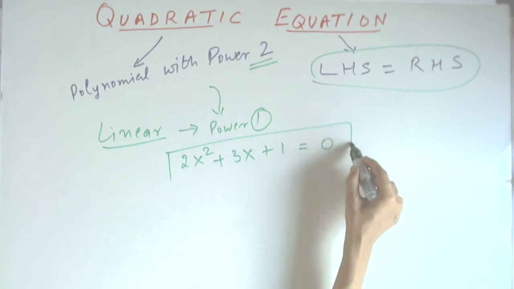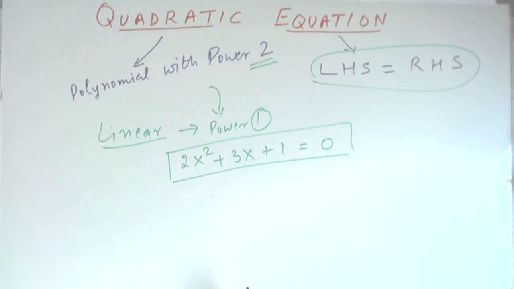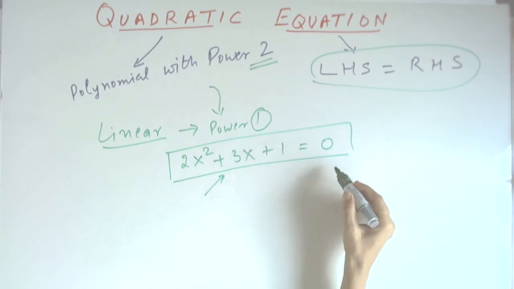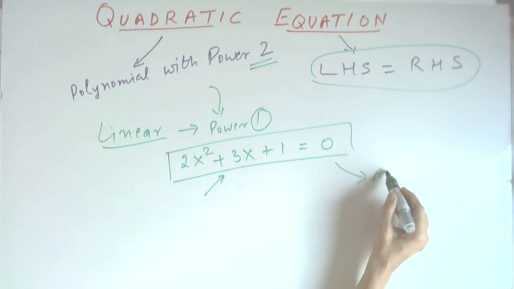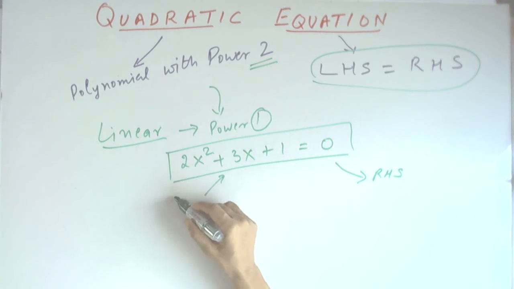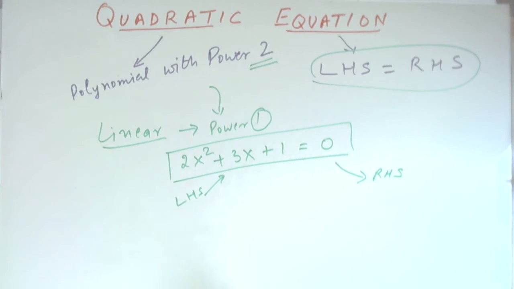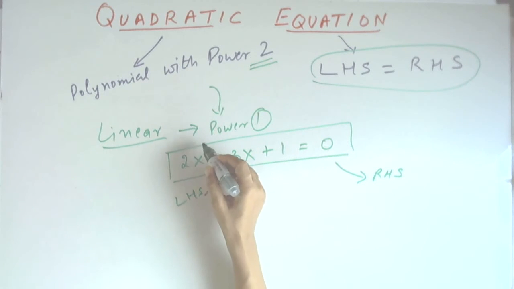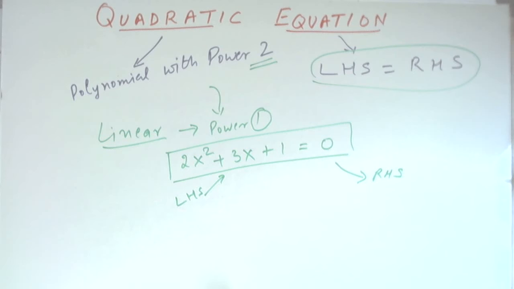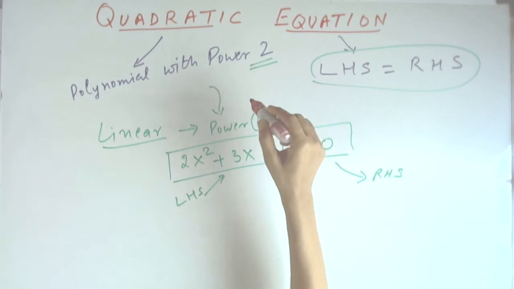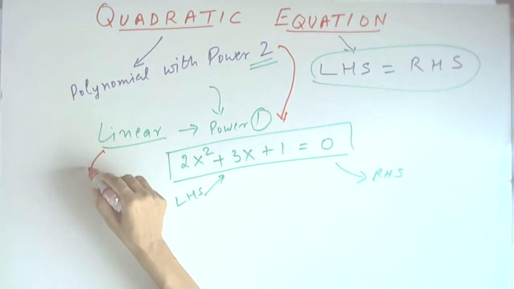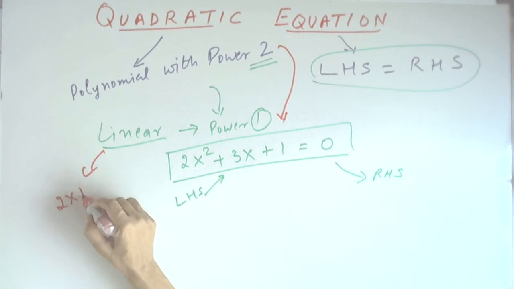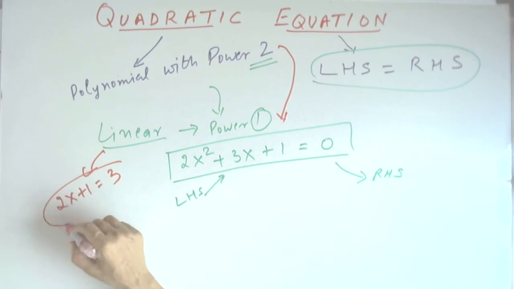So this is a quadratic equation. It has a left hand side, it has a right hand side, and in between there is an equal to sign, and the polynomial here is having a maximum power of 2. A linear equation, on the other hand, an example of linear equation will be 2x plus 1 equal to 3. So this is a linear equation.